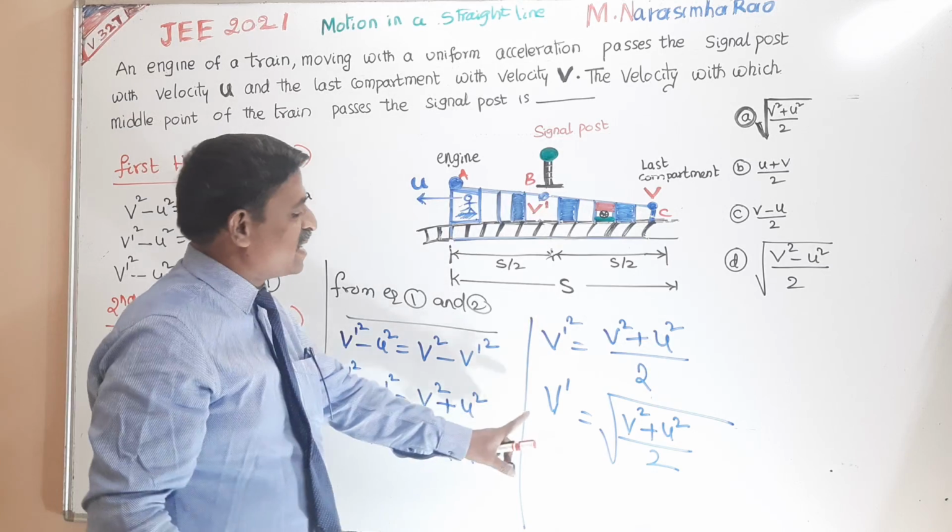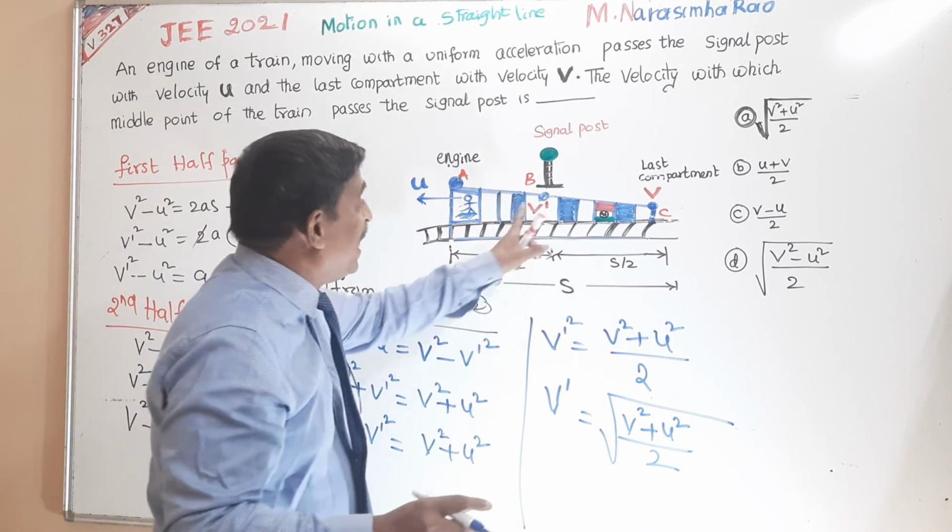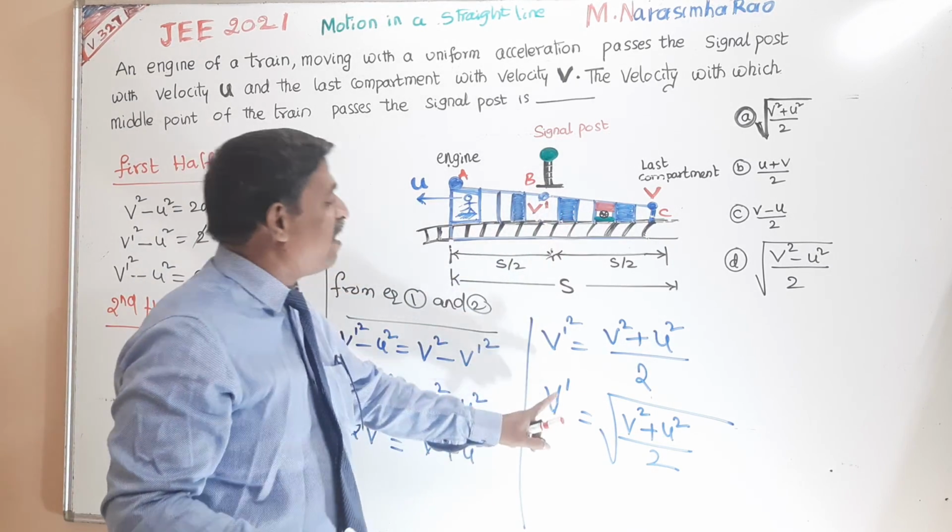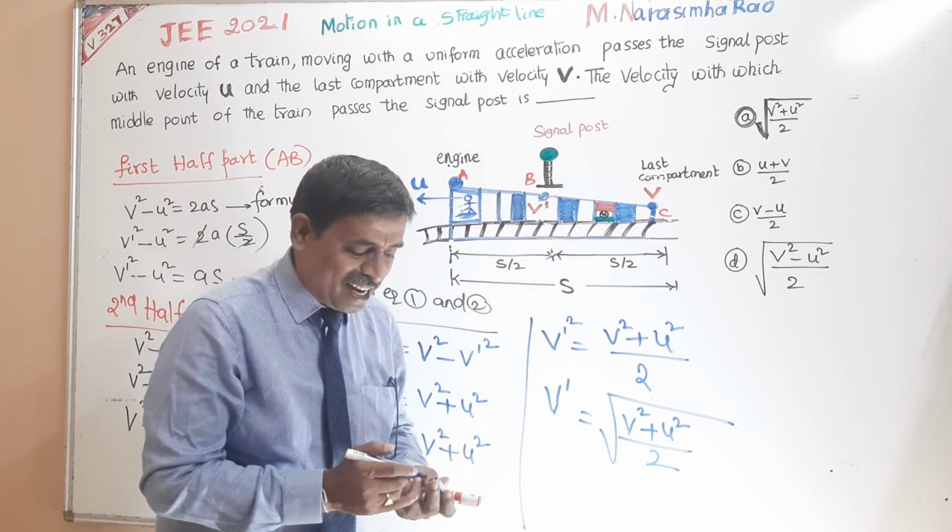V dash represents the velocity of the middle compartment. With this velocity, it is crossing the signal post.